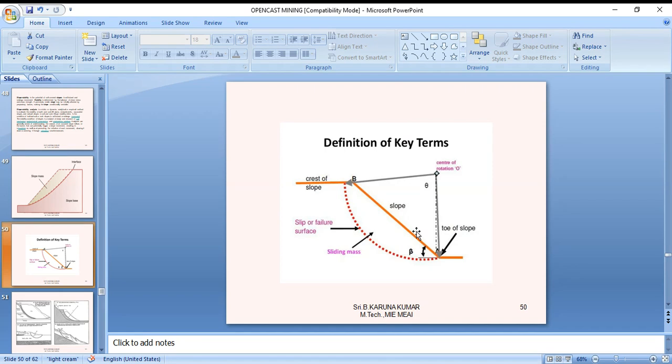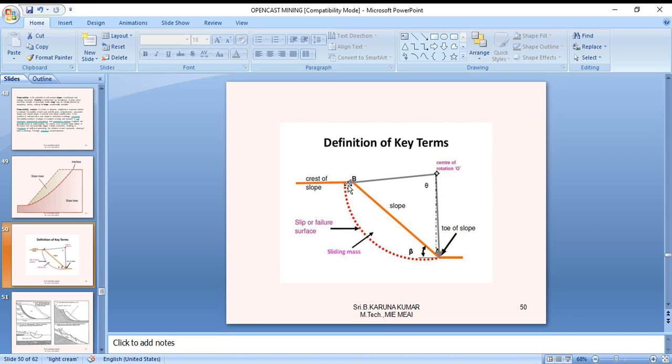Another definition, some key terms being used: there is always a center of rotation. This is the slope, and the failure is based on the center of rotation. So the mass may fall like this. It's called a base failure. The failure surface and the sliding mass are circular slopes. So this is the typical one for calculation purposes.